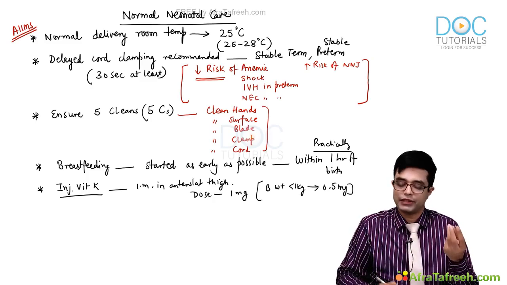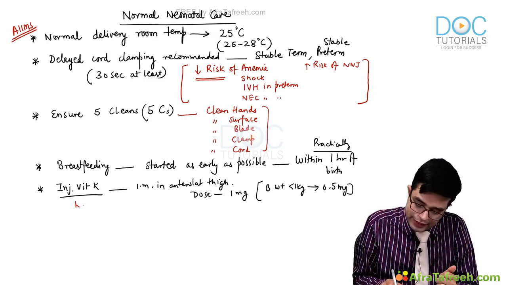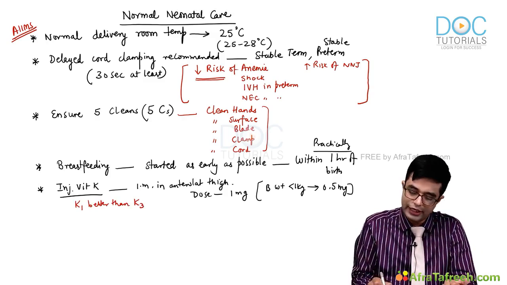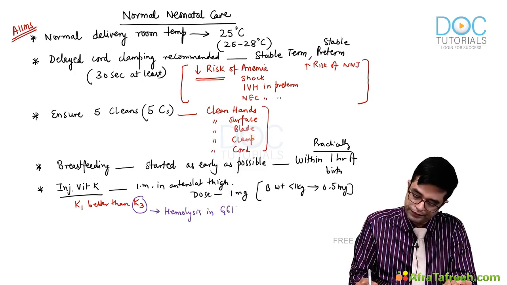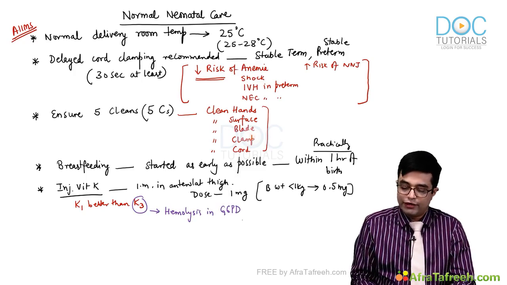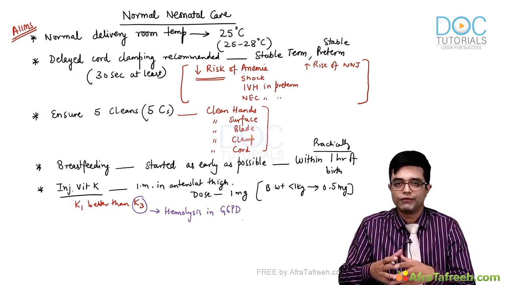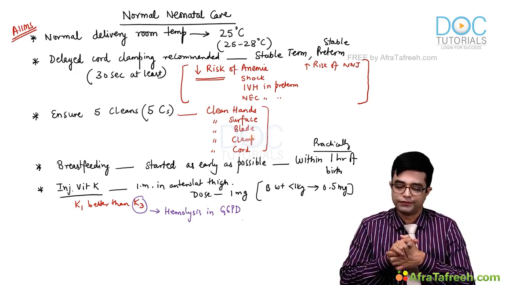Vitamin K is of 2 types. It is K1 and K3. OP Ghai says K1 is better than K3. But if K1 is not available, you can always go in for K3. K3 has a risk of hemolysis in G6PD individuals. And why do we give vitamin K? It prevents hemorrhagic disease of newborn. Hemorrhagic disease of newborn is discussed in the miscellaneous parts of this neonatal module.